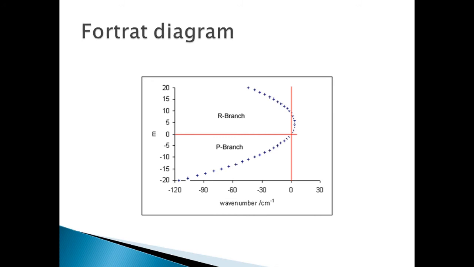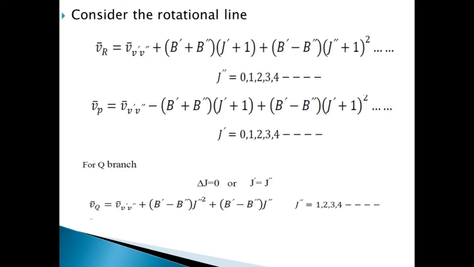Fortrat diagram. This is a continuation of rotational fine structure. In rotational fine structure, you have seen the difference frequency expressions for the R lines, P lines and Q lines. These are the different rotational line expressions.